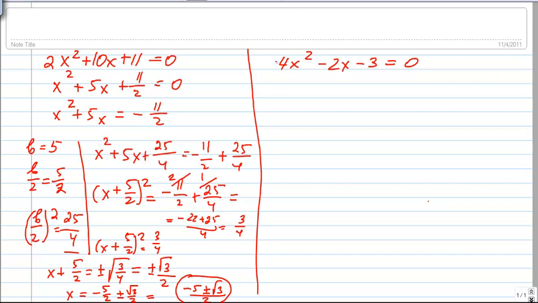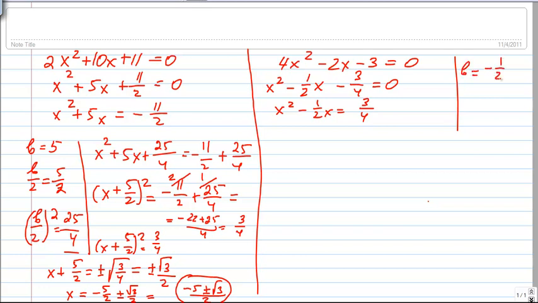In our second equation, the coefficient is 4, so everything should be divided by 4. After this division, we'll obtain here x squared minus 1/2 x minus 3 over 4. Then we will single out the trinomial, getting 3 over 4 on the other side. We will do the table right here. B in this case is minus 1 over 2. Then B over 2 is minus 1 over 4.